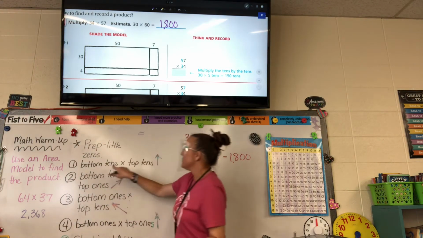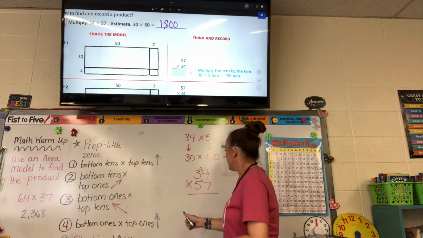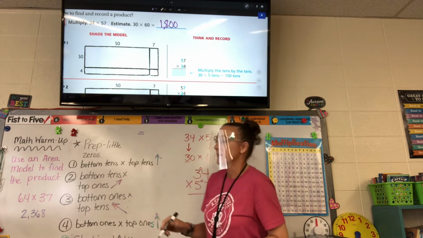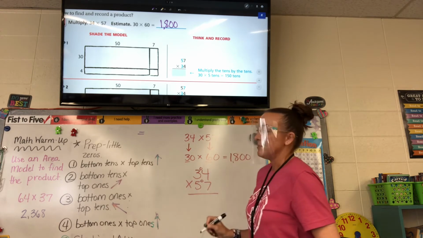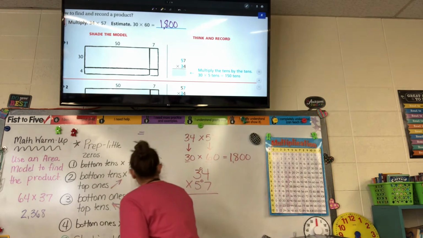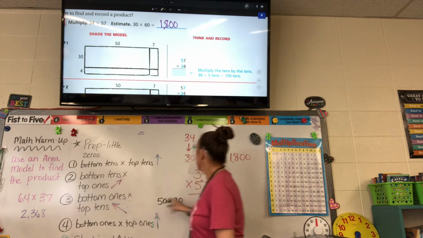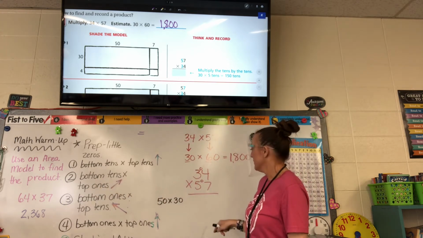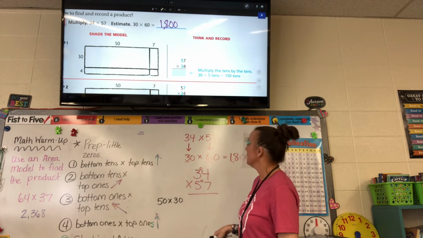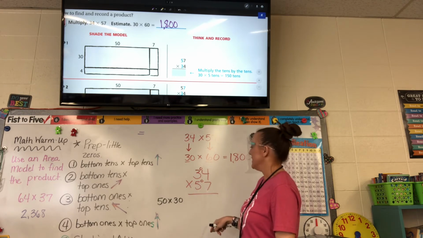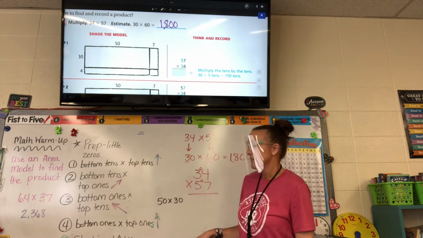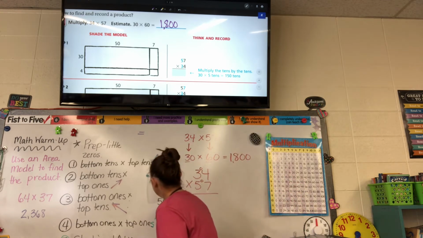Step 1, bottom tens times top tens. Jace, what's in the bottom tens place? 50. And what's in the top tens place? 30. Beautiful. 50 times 30. And then what is in the bottom tens place, Sonia? The bottom tens place is the 50. 50. And then the top ones place? 4. Very good. 50 times 4.